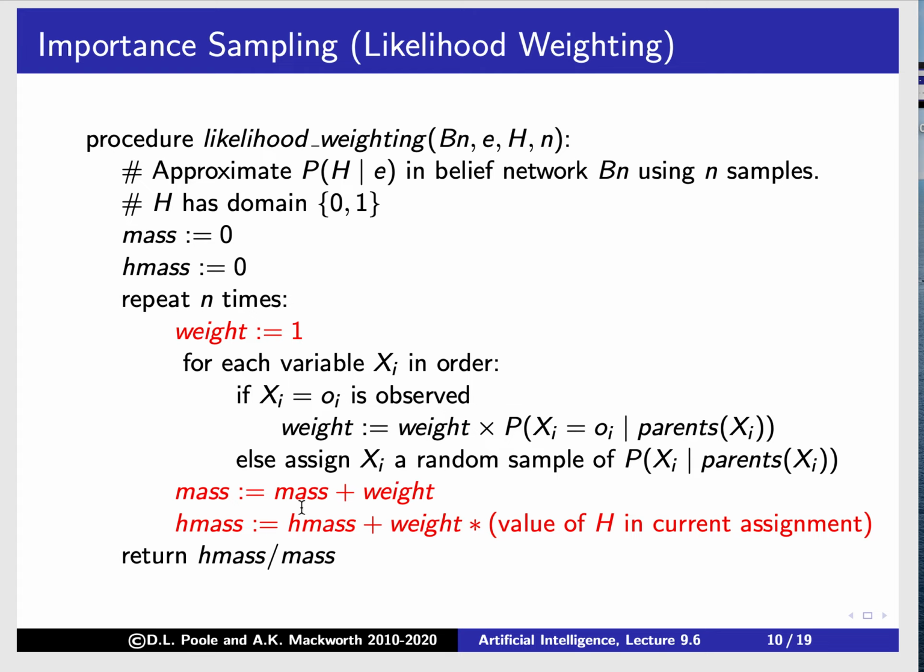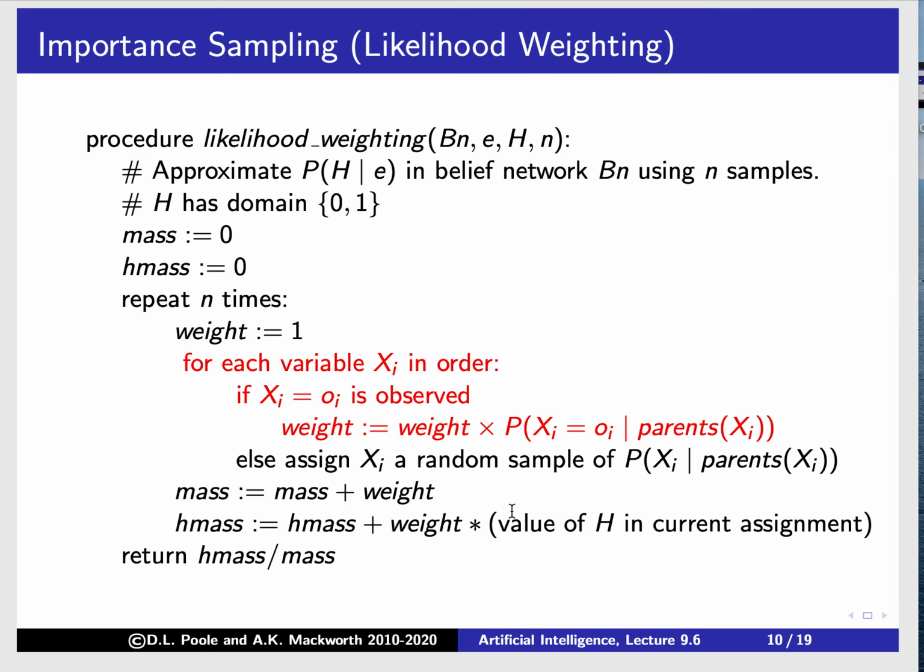So the masses are going to start off as 0, and at each point, after we've found the weight of the sample, we're going to add it to the mass, depending on whether H is true or not. We're going to multiply it with the value of H.